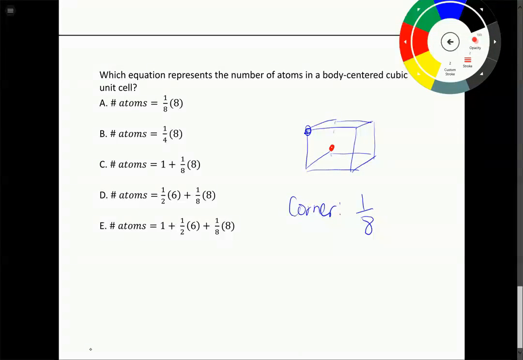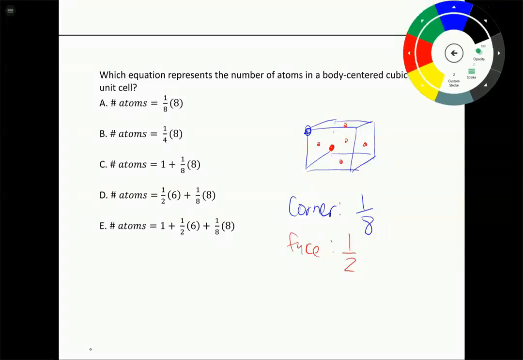We have faces, other faces. All these red ones are going to be face positions. They're in the center of a square face. There's a total of 6 of them. So those face positions are going to count as 1/2 because they're shared by 2 different unit cells. We have edge positions, each of the 12 edges. I won't draw all of them, but each of the edges, you can put an atom right in the middle. And those count as 1/4 because they're shared by 4.